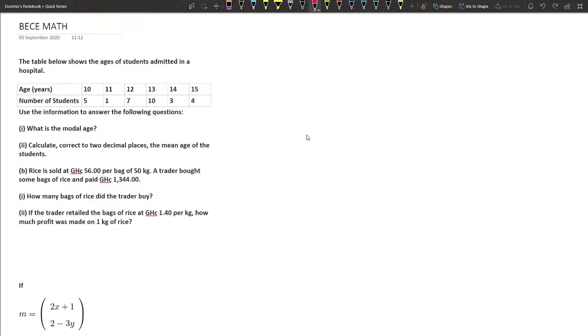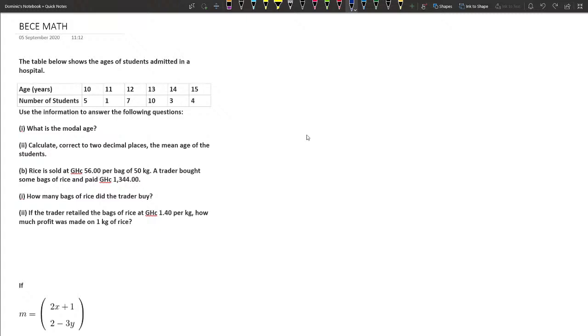So for the very first question you see on your screen, we've been asked to find the modal age. We've been asked to calculate to 2 decimal places the mean age of the students, and there's a sub question, question B, that has to do with some form of business math. Okay, fantastic. Without wasting time, I'm just going to choose a bright marker. I think the blue will be okay.